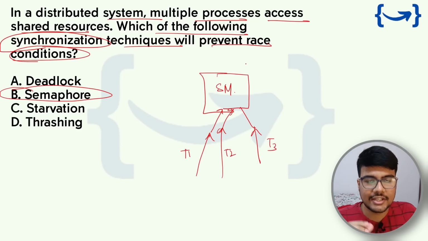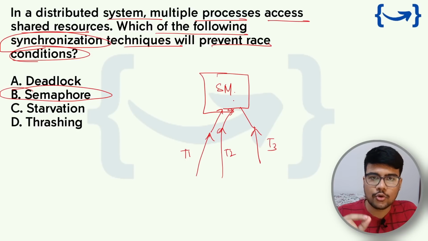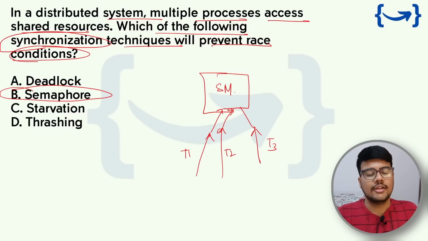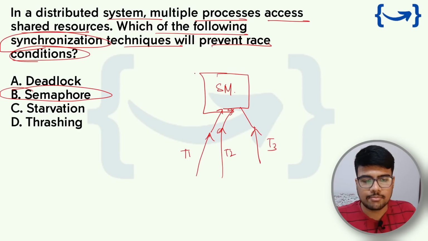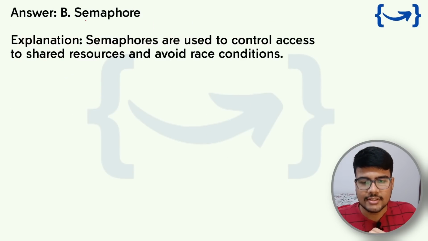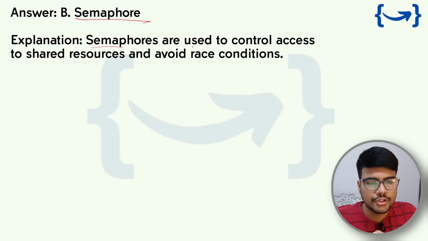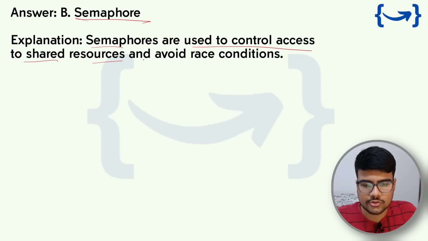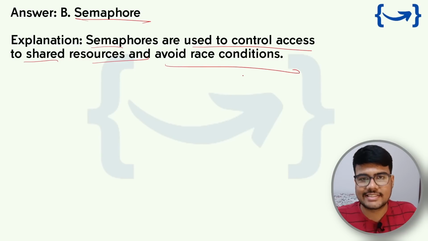not face this race condition in future. It will only allocate a single thread at a single point to access the resources and make the others wait. So this will not cause a race condition in future, and it can prevent this situation. So semaphore is the right option. A semaphore is used to control access to shared resources and avoid race conditions.